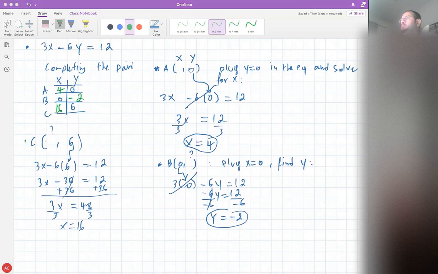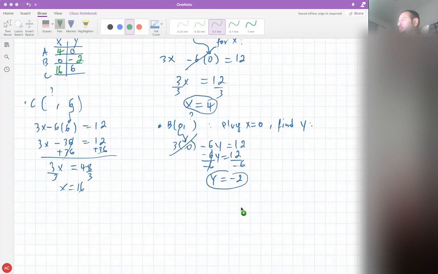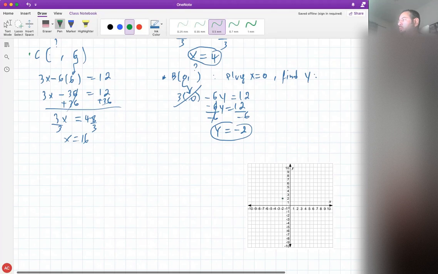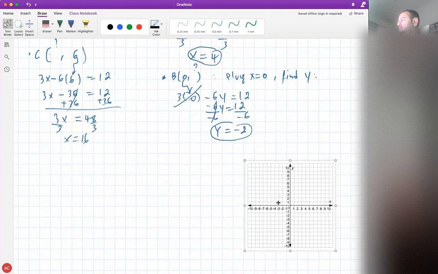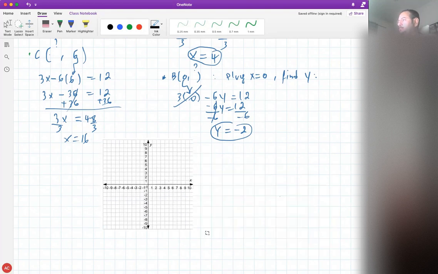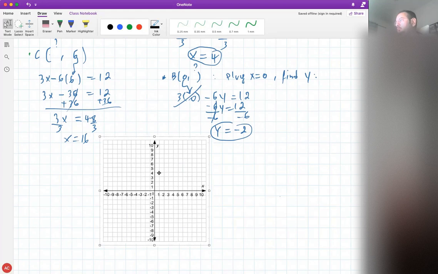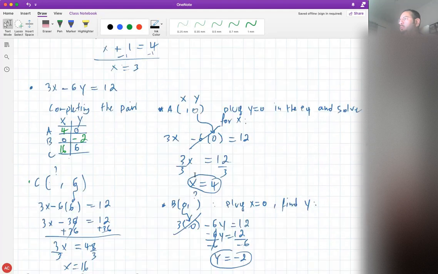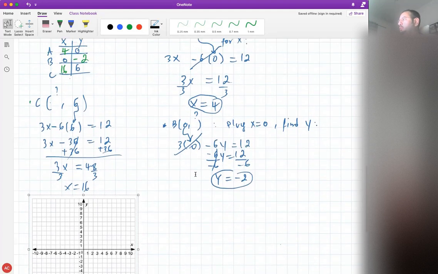Now let me copy a graph. I think I have a graph somewhere here. You can use graphing paper. You can print it out from the internet, or you can make your own graph. But to be accurate, it's better to use a graphing paper like this. All right, so let's see. Let's put these points on this graph.